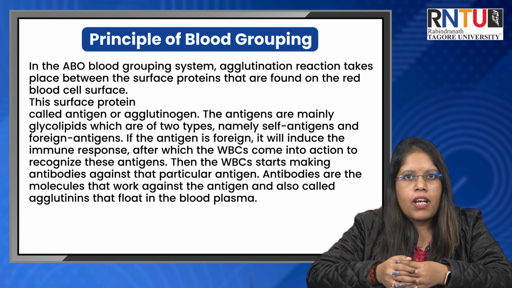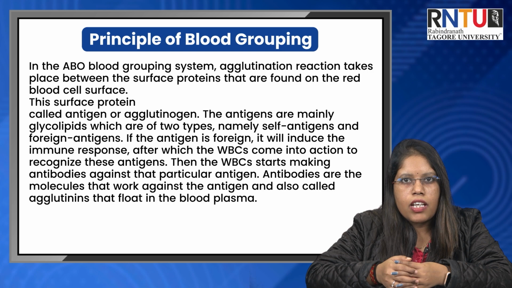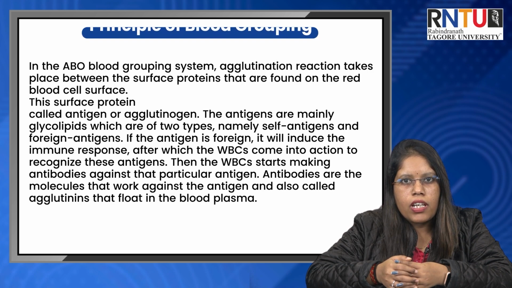In the ABO blood group system, an agglutination reaction takes place between the surface proteins found on the red blood cell surface. The surface proteins are called antigens or agglutinogens. The antigens are mainly glycoproteins, which are of two types: self antigens and foreign antigens. If the antigen is foreign, it will induce an immune system response, after which the WBCs come into action to recognize the antigen. Then the WBCs start making antibodies against the particular antigen, and antibodies are the molecules that work against the antigen, also called agglutinins, that float in the blood plasma.